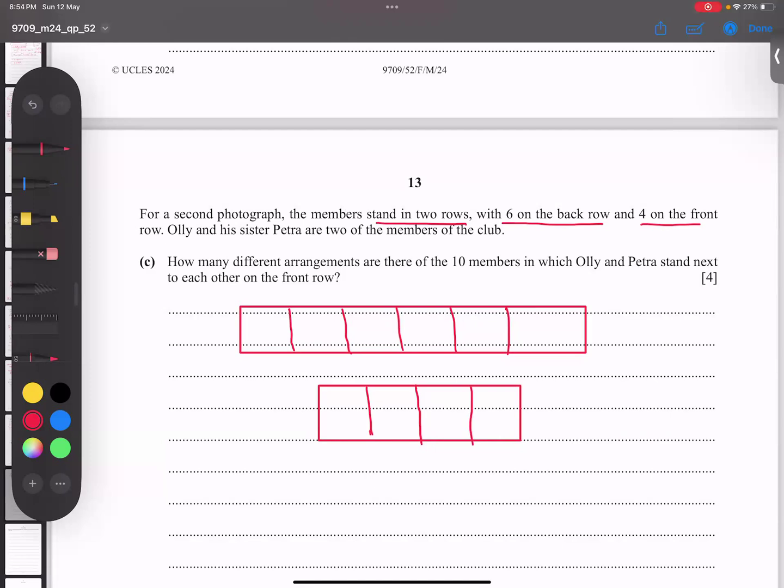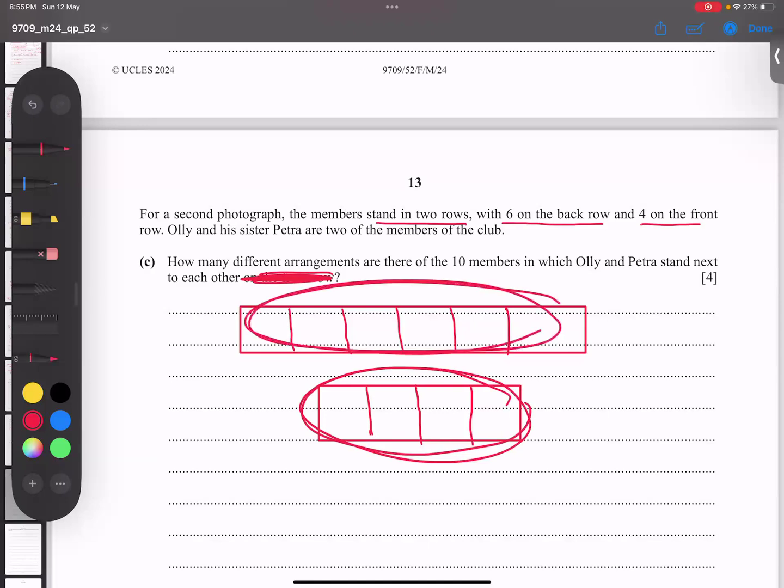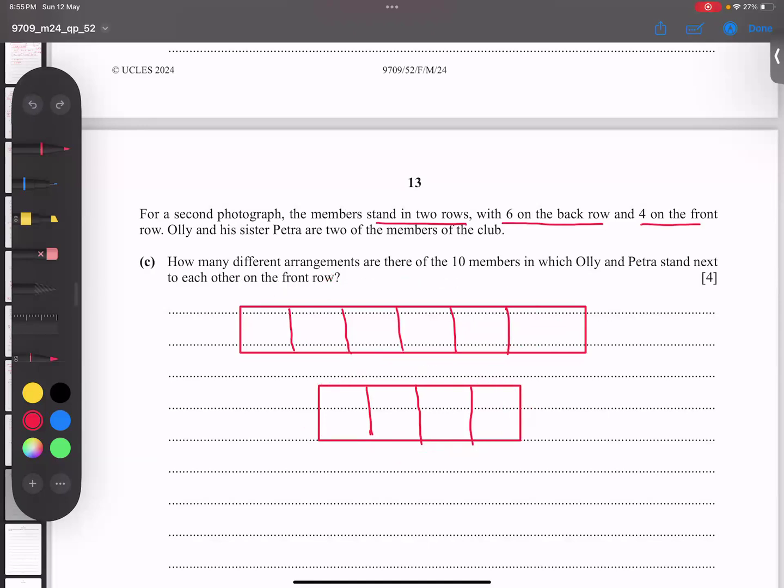He's saying that Oli and his sister Petra are 2 members of the club. Okay, so it means O and P. How many different arrangements? Again, an arrangement question came. It is a topic of permutation of the 10 members in which Oli and Petra are next to each other and in the front row. So this kind of question can come in 2 ways. In the front row, or if we do not mention the front row, then 2 possibilities. They can sit together in these 4 seats, or they can sit in the 6 seats even. So we can make 2 different plans, but now 1 plan.